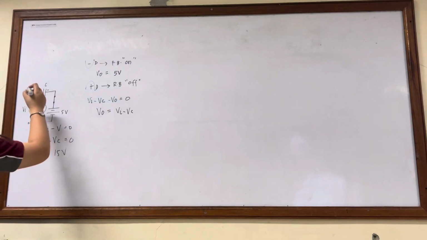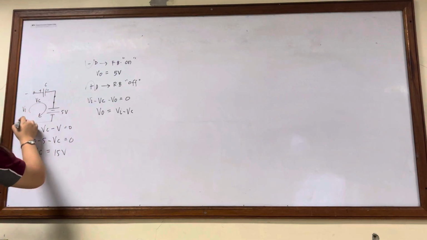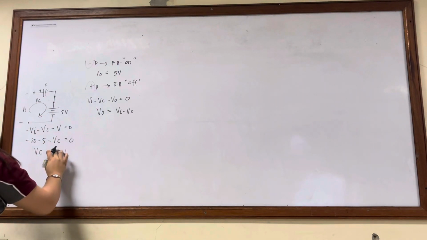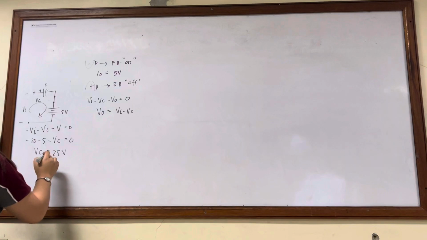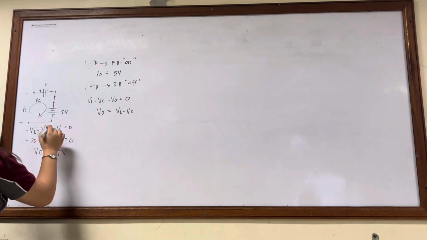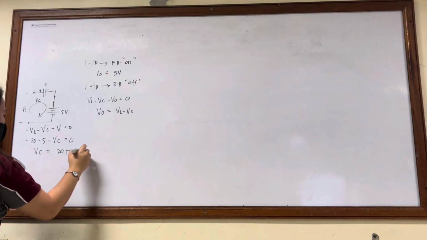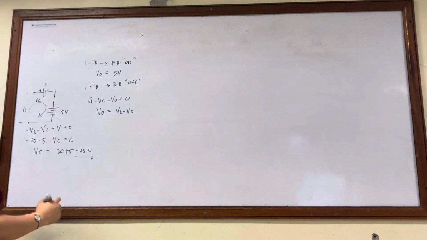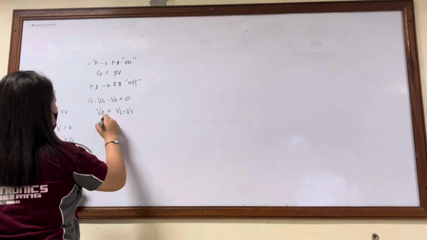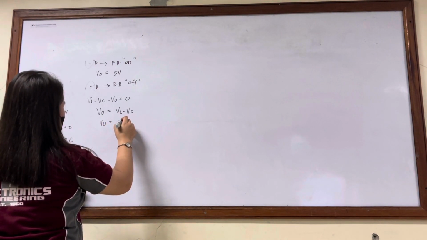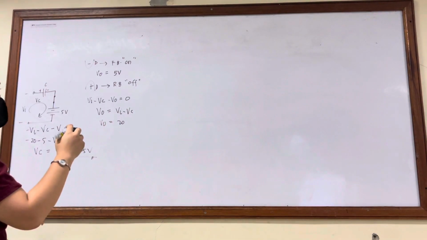Mali. Because it is forward bias in reverse, in negative half cycle. So this is negative VI. So this is 25. VC is positive 20. I-transpose. 20 plus 5. It is 25. VC. So V output is equals to 20 minus 25.